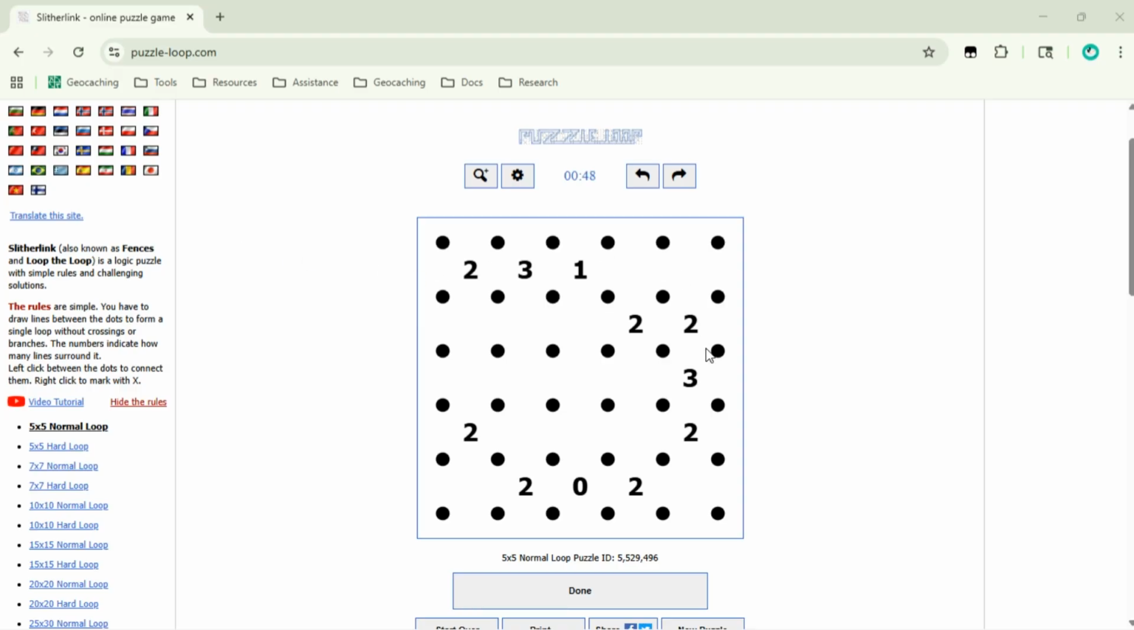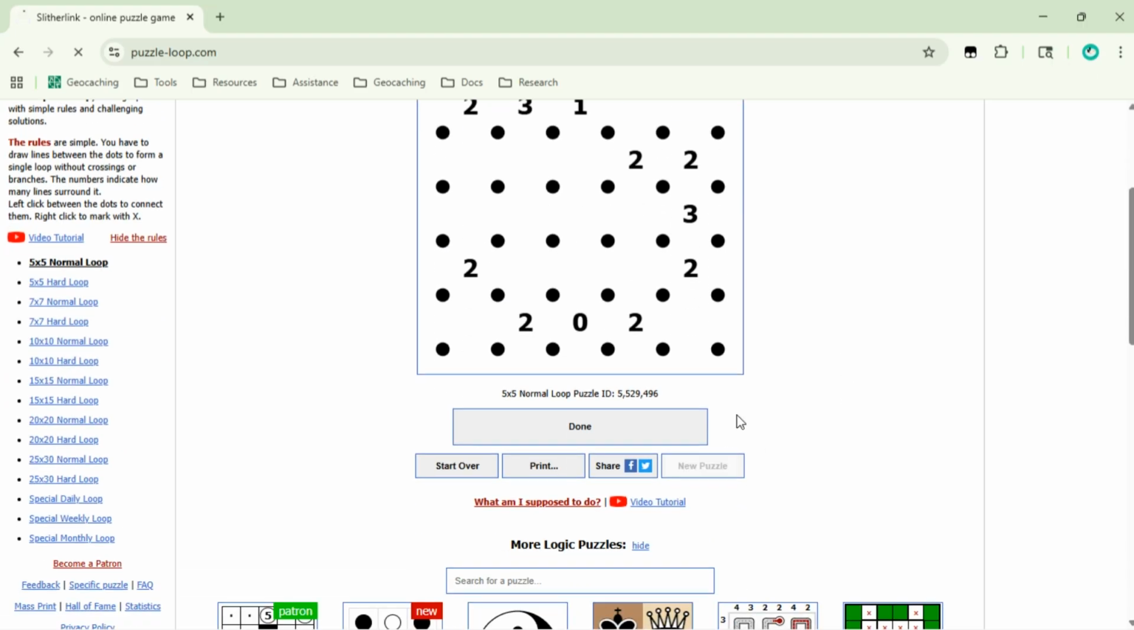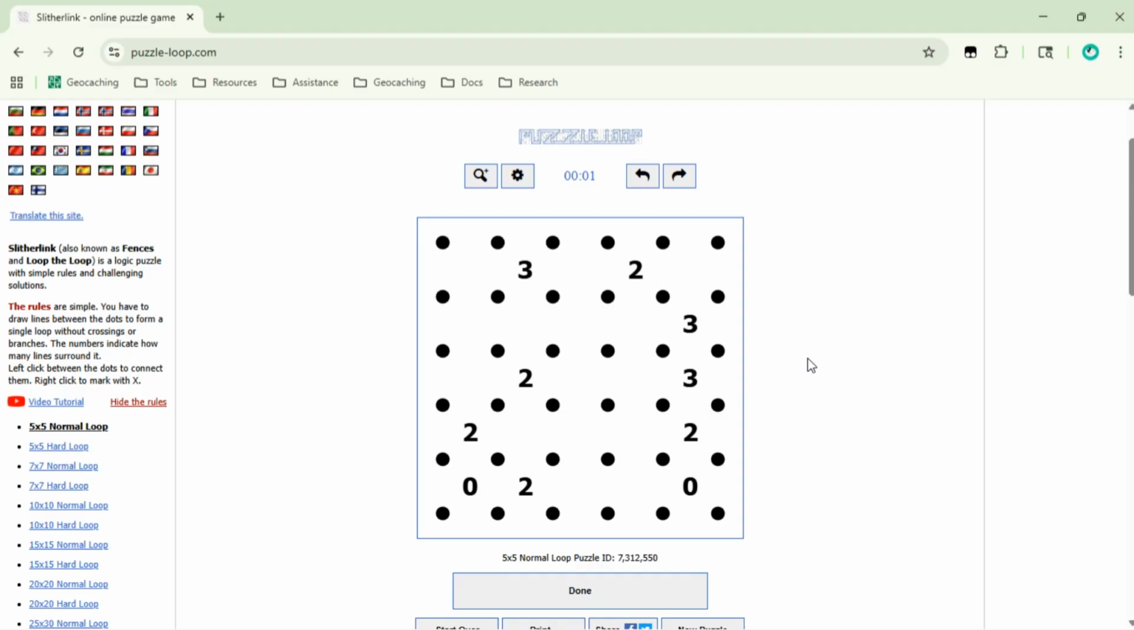You have to make a loop of fences, and the numbers indicate how many of the borders are used. So an area has a maximum of 4 borders, like this. This, of course, wouldn't be correct since this one says it only has 2. Note that if it doesn't say a number, it doesn't mean that it has 0. It just means they haven't given you information. So let's start with a new one and then try to solve it.